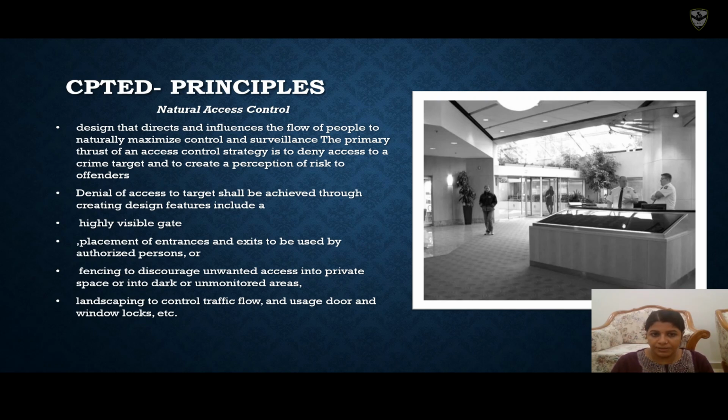Say, for example, if you look at the picture, there are security people, there are CCTV cameras, it's a well lit place. So obviously the chance of a person committing crime would be less compared to a place where there is no CCTV camera, there are no security people, there are very dim lights, or it's not a properly lit place. Then the chances of committing crime would be high.